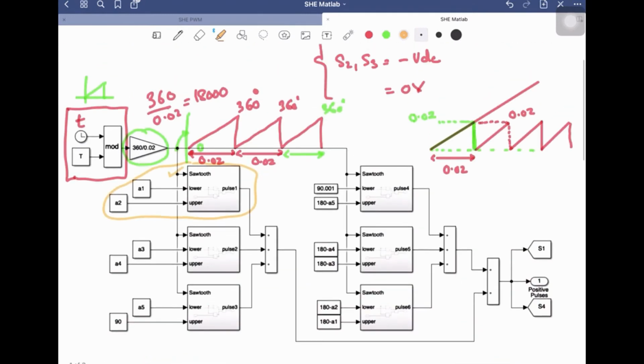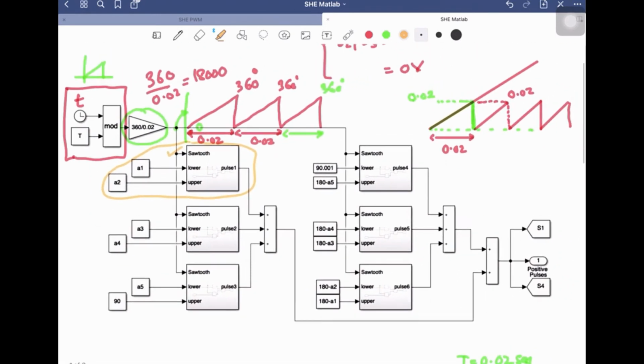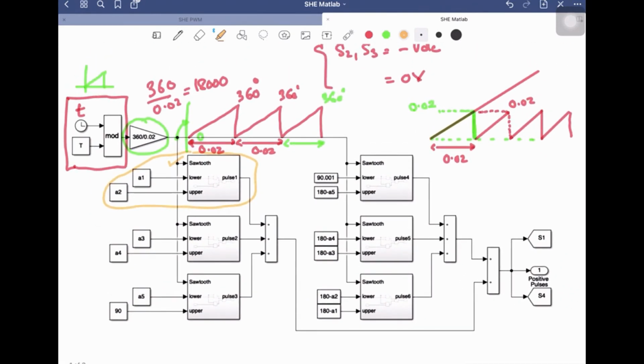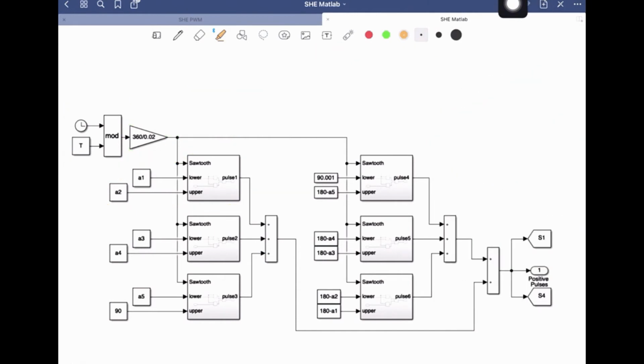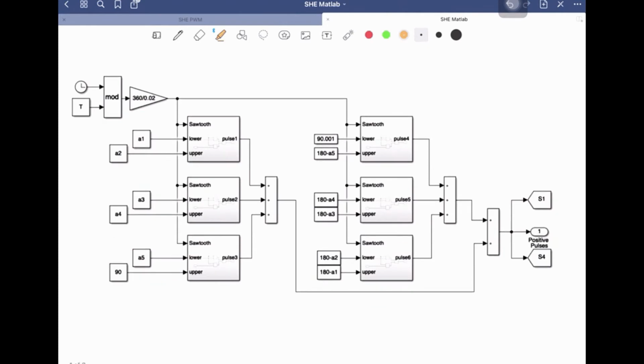So if I go back and look at this circuit over here, let me remove the previous writings. I'm going to clear the page. Okay, so now what will be the output of this block, the first block? It will give you a pulse based upon the sawtooth waveform that was generated from here. It will consider its time period equal to 360 degree, and it will give you a pulse from A1 to A2. Let's suppose this is point A1, this is point A2.